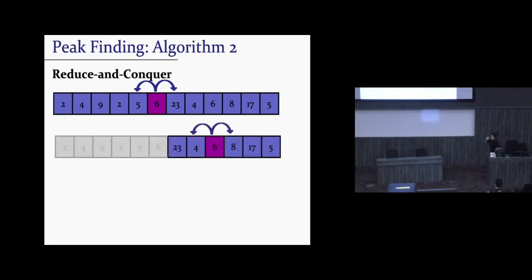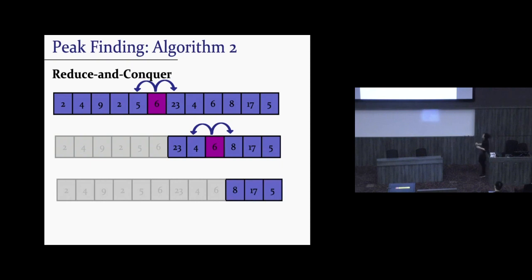So let's recurse. Let's keep doing the same thing. Let's say that we recurse again, and somehow, wow, we found another value 6. This time it has left neighbor 4 and right neighbor 8. Which side should we recurse on? The right side. Great, so let's do that.